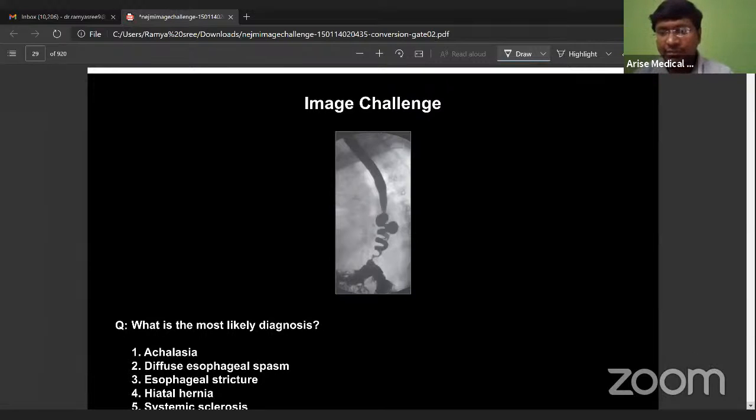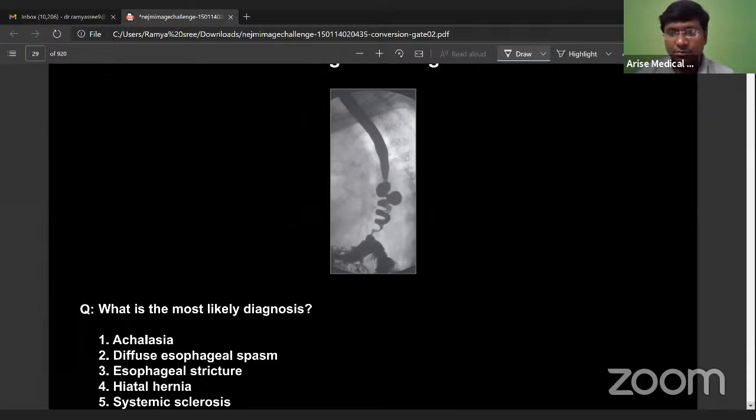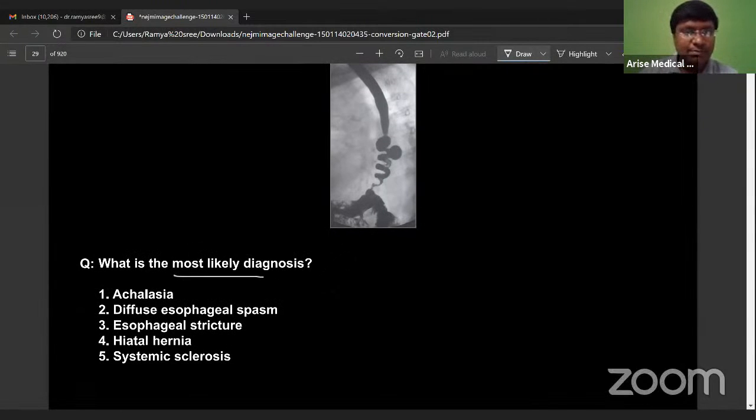This is a very, very interesting image. What is the most likely diagnosis in this patient? Achalasia cardia, diffuse esophageal spasm, esophageal stricture, hiatal hernia, systemic sclerosis. Very good, Devaraj. So the answer is diffuse esophageal spasm.